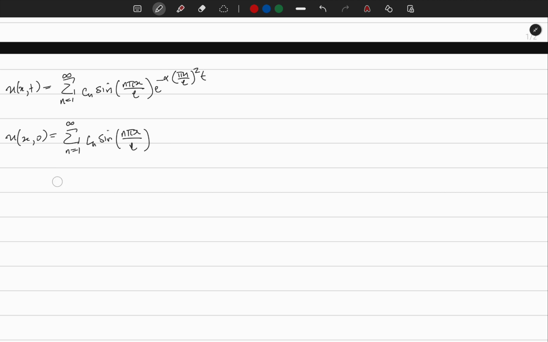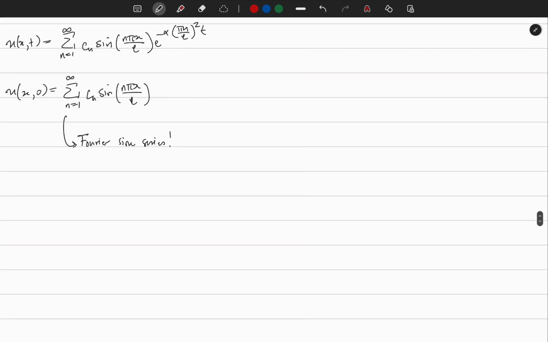But if you notice, this is a Fourier sine series. And that means we know what that is. If you recall, we derived the Fourier sine series and their coefficients to be as such. This coefficient is nothing but the integral from 0 to L of phi of x times sine of n pi x over L dx. Oh, we also have to set this equal to phi of x, of course.